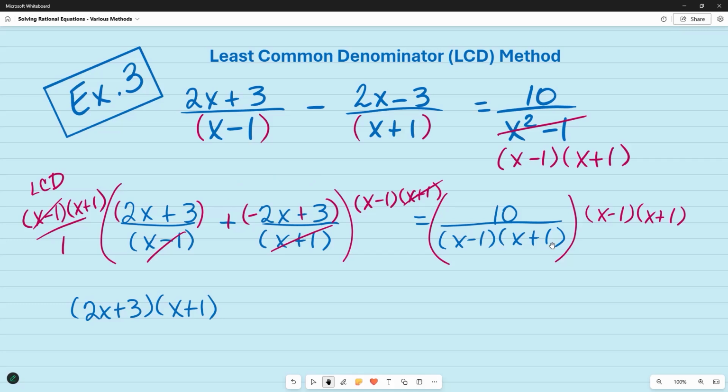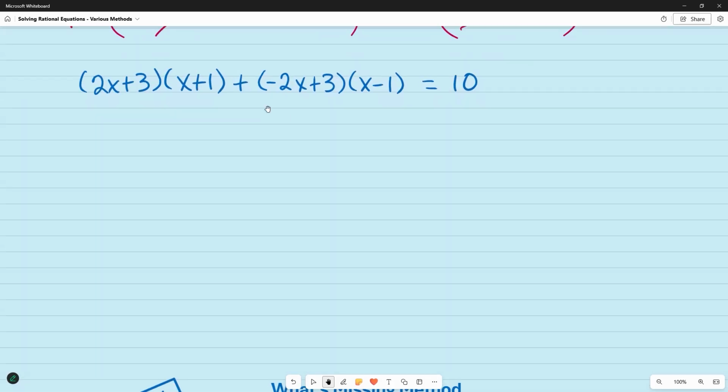The second fraction I'm adding. Now I have an equal sign. On this side, I see that my LCD matches the entire denominator. All I have to do is just bring down the 10. If I am doing this correctly, I will no longer have fractions. I just need to distribute each set of binomials.